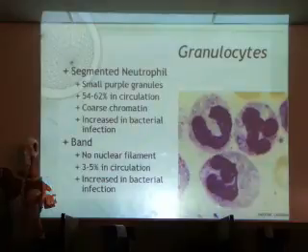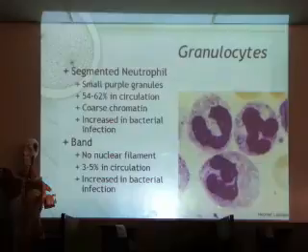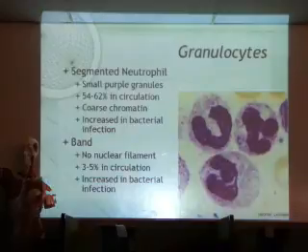And finally, the granulocyte neutrophil. This is the most abundant form of granulocyte you see in normal adult circulation. 50%, 60%, up to maybe about 70% of the cells will be segmented neutrophils.